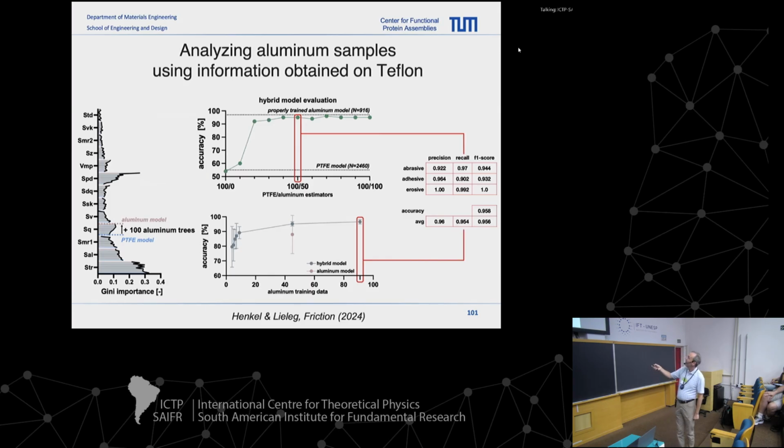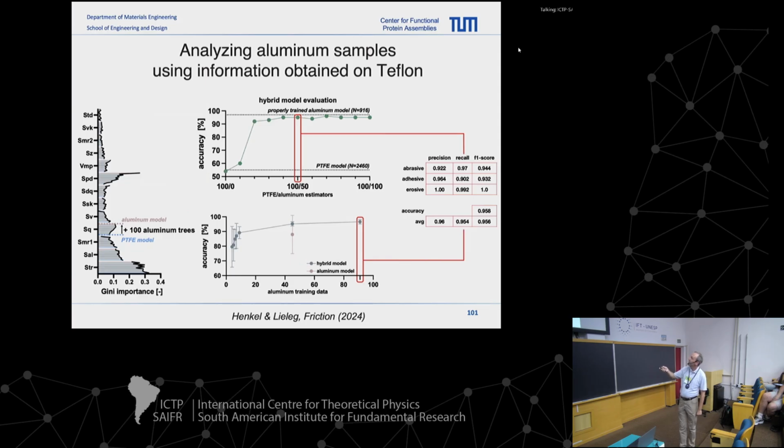Obviously, if you train a forest perfectly on aluminum, if you show it lots of data collected on aluminum and then ask it to classify aluminum samples, that works well. But that's not a surprise. So that's the line you see up here. It becomes interesting when we now try to mix trees that have seen Teflon during training with trees that have seen aluminum during training.